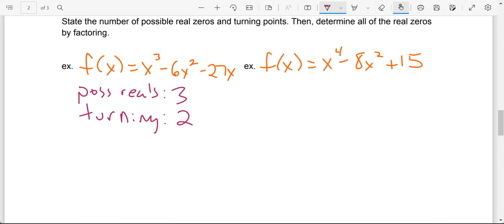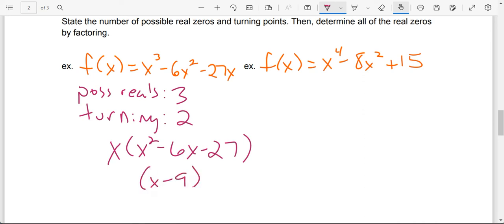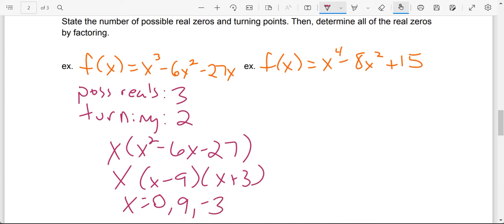So, we need to factor. What should you try to do every time? Find the GCF. The GCF of these three terms is x. And the factors of negative 27 that add up to negative 6 are negative 9 and 3. So x minus 9, x plus 3. Set them all equal to 0, and you get x equals 0, 9, and negative 3. So those are your three zeros.